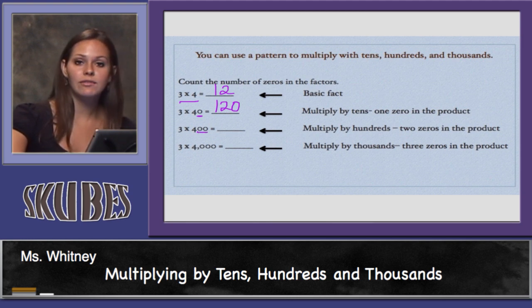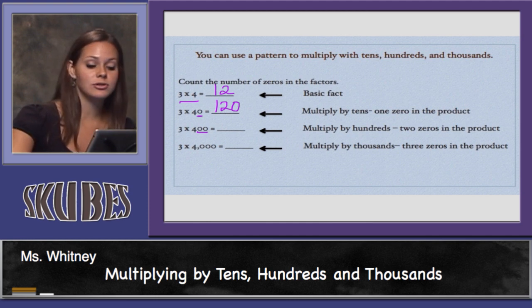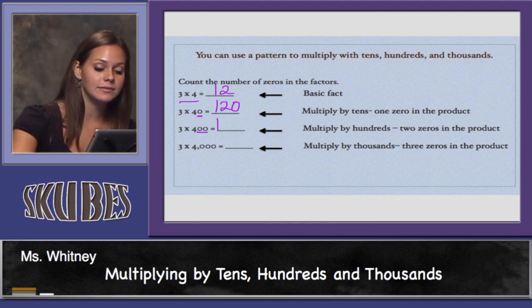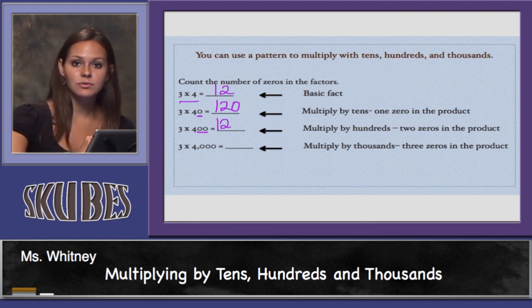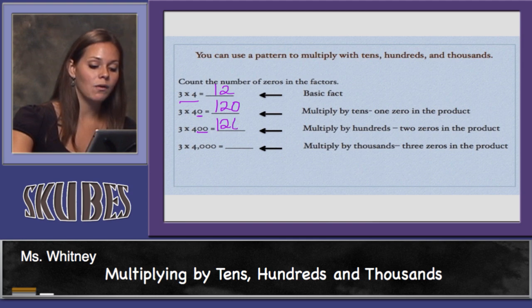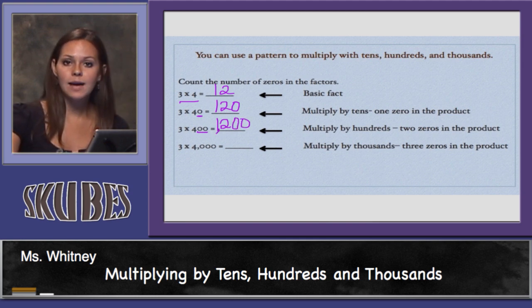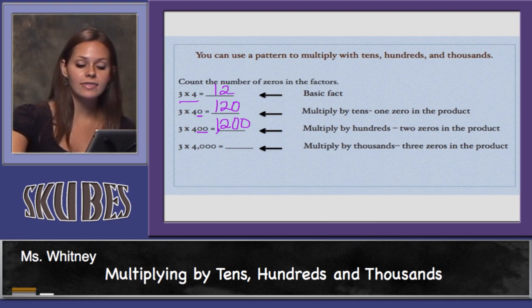Now let's do 3 times 400. I've added 2 zeros to the factor 4 in my basic fact. So I need to add 2 zeros to my answer, or my product. The answer to my basic fact was 12, and now I will add 2 zeros. So 3 times 400 equals 1,200.